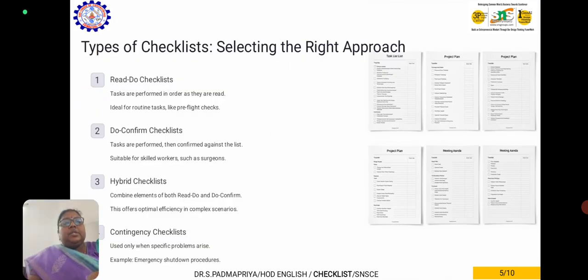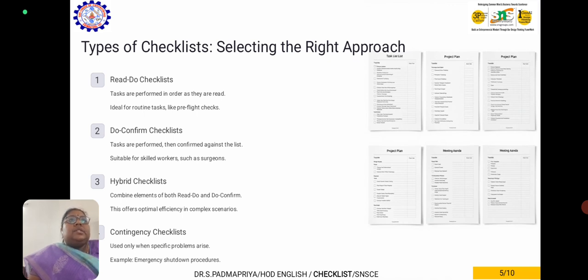The next one is the do's of checklist. Before entering into it, there are different types of checklists. You have to identify the right approach, in which form you have to think of. That is, read-do checklist, do-confirm checklist, hybrid checklist, and contingency checklist.